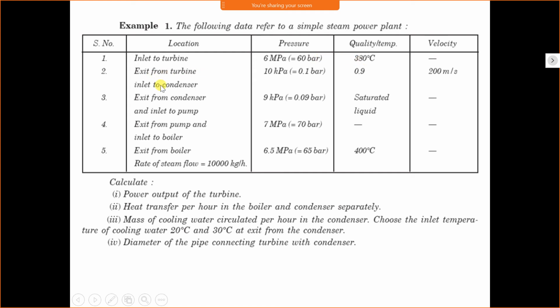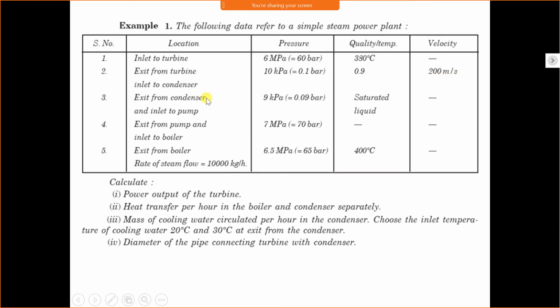Then exit from the turbine, or inlet to the condenser. Exit of the turbine is always the inlet to the condenser. At the exit of the turbine, the pressure of steam is 0.1 bar and dryness fraction is 0.9. Here it is in degrees Celsius, therefore it is 380 degrees Celsius, and here no unit is given, therefore it is a dryness fraction. Dryness fraction is 0.9 and the velocity of steam coming out of the turbine is 200 meter per second.